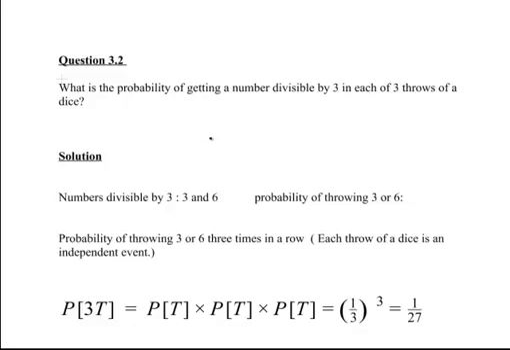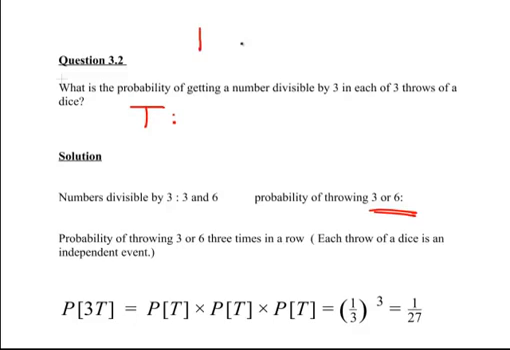the same name. And we're going to call this event T, and the number you throw is divisible by 3. So it's either 3 or 6. Okay. Now, what is the probability of T in a single throw of a dice?